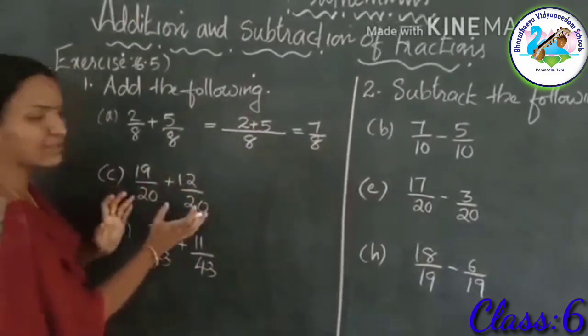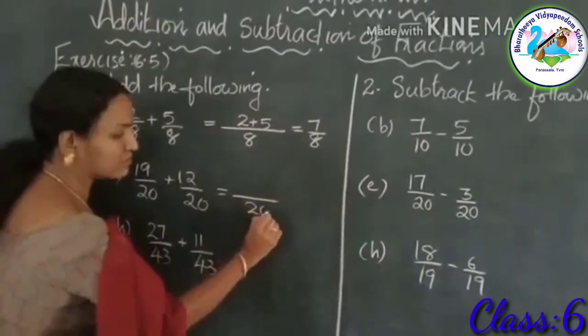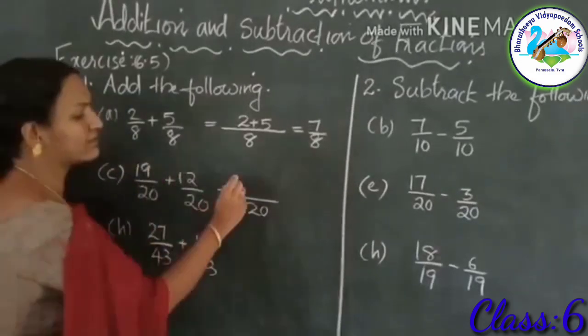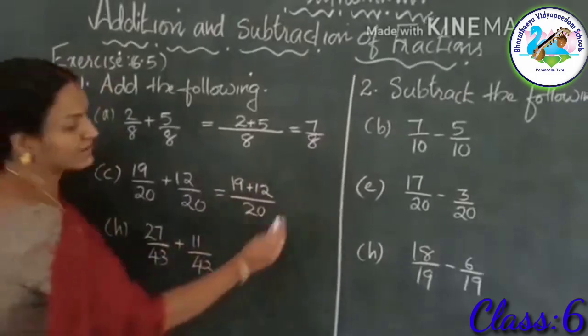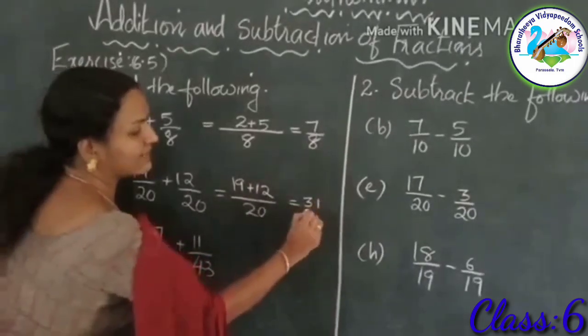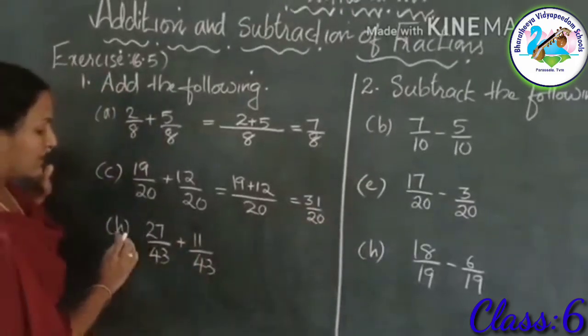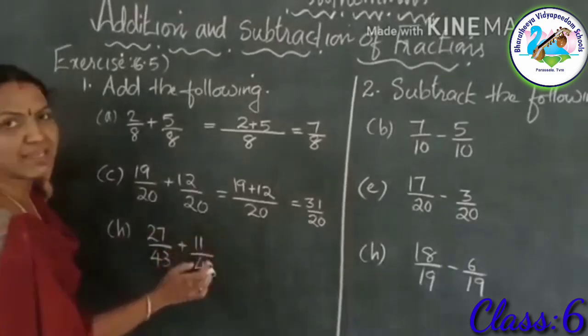The next one, 19 by 20 plus 12 by 20. Here the denominators are same, 20. So you write the same denominator 20. Then add the numerators, 19 plus 12, 31. 31 by 20.